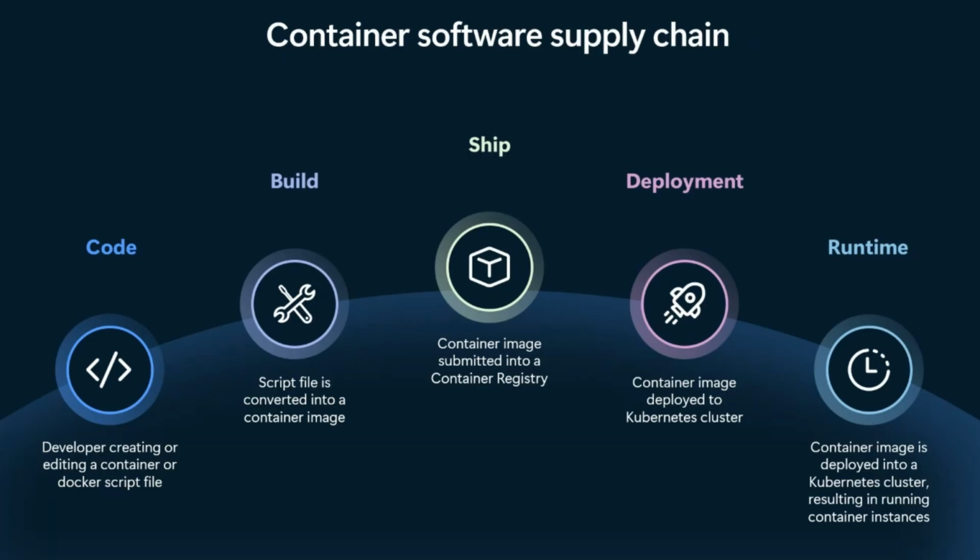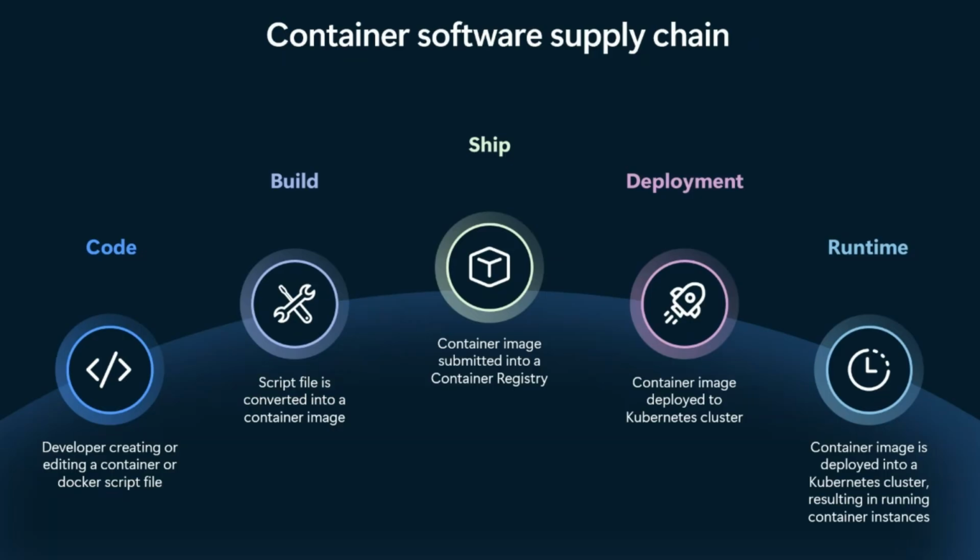Then, during the ship phase, this container image is pushed into a centralized container registry: Docker Hub, Azure Container Registry, Amazon ECR, JFrog Artifactory. This is where images are stored, versioned, and made available to be pulled into the deployment environment. Then, during deployment, the image is pulled from the registry into a Kubernetes cluster, typically managed via a CI/CD pipeline, and scheduled onto one of the Kubernetes nodes.